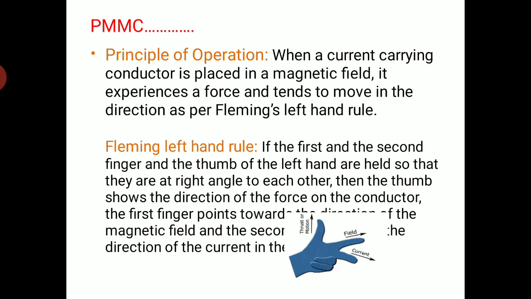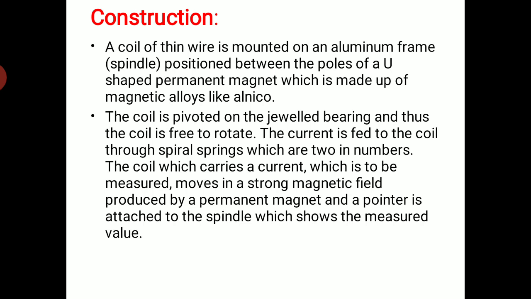Whenever a current-carrying conductor is placed in a magnetic field, it experiences a force and tends to move as per the direction of Fleming's left-hand rule. If the first and second fingers and the thumb of the left hand are held at right angles to each other, then the thumb shows the direction of force on the conductor. The first finger points towards the direction of the magnetic field and the second finger points in the direction of the current in the conductor.